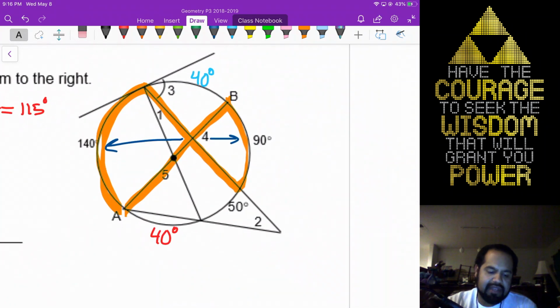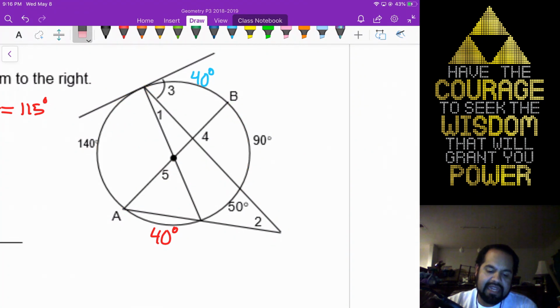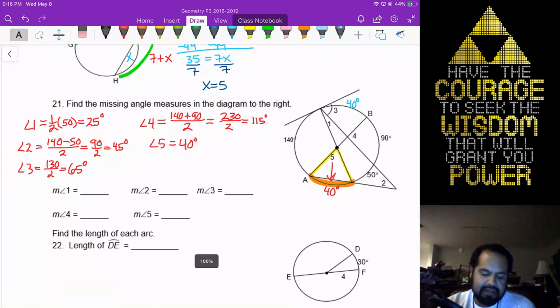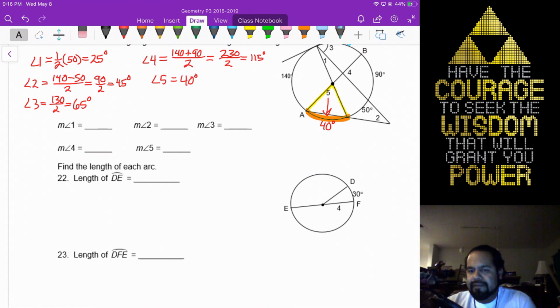Okay, last one, angle 5. If you notice, it's right at the center. So that means it's going to be the same measure as its intercepted arc. So that's going to be the same thing there as 40. Boom.